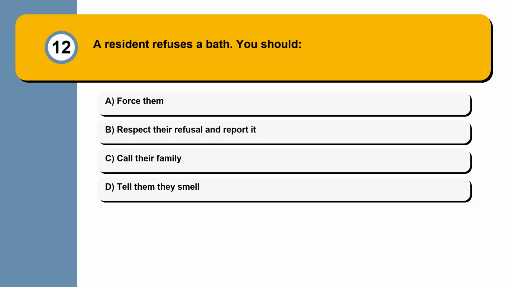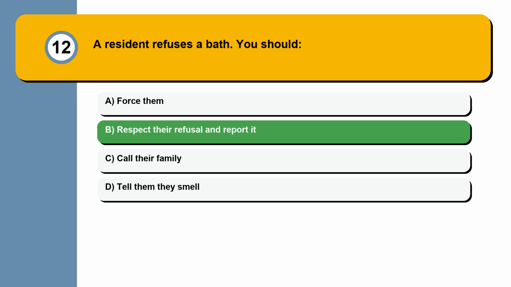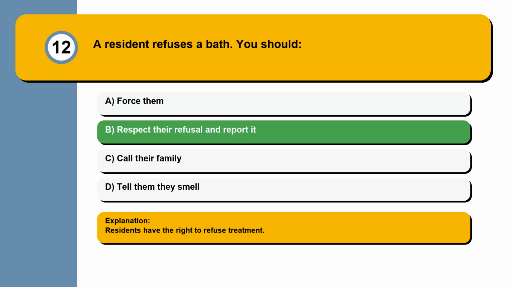Question 12. A resident refuses a bath. You should force them. Respect their refusal and report it. Call their family. Tell them they smell. Residents have the right to refuse treatment.